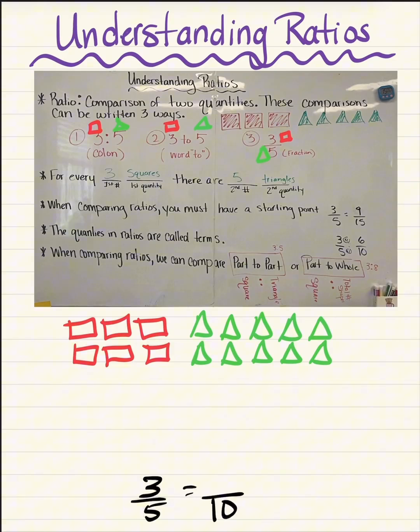Mathematically, how can we do this? Well, you start with your starting fraction, 3/5. How can I get from 3 to 6? 3 times 2 is 6. Whatever I do to the top, I do to the bottom. 5 times 2 is 10. Let's add another 5 triangles.